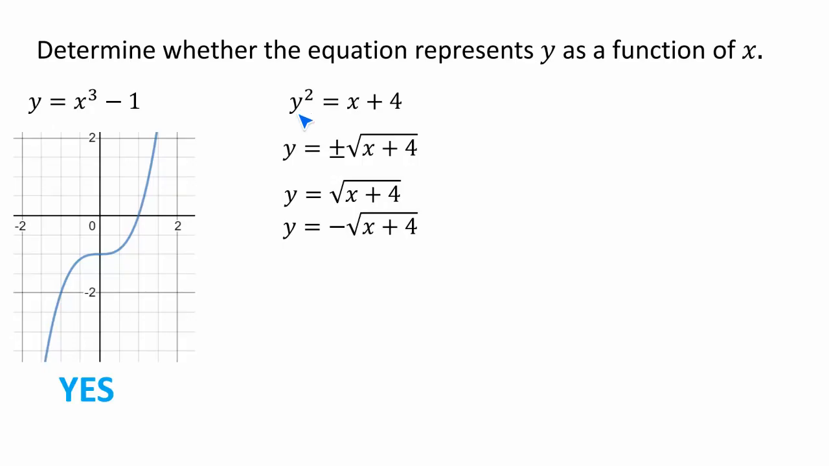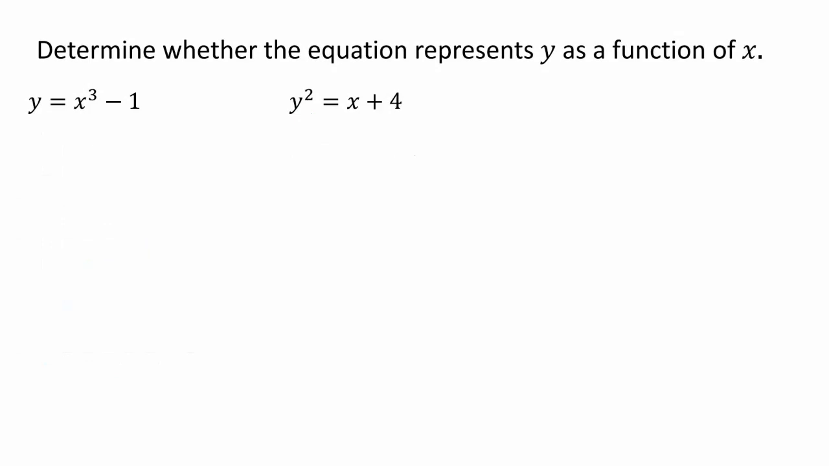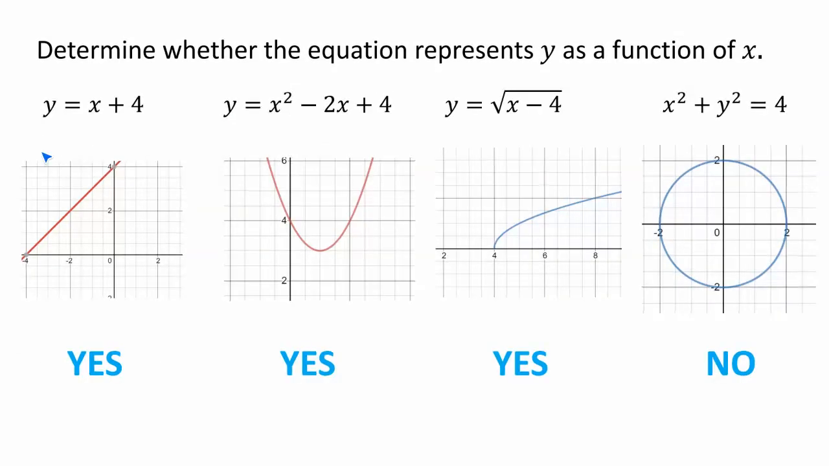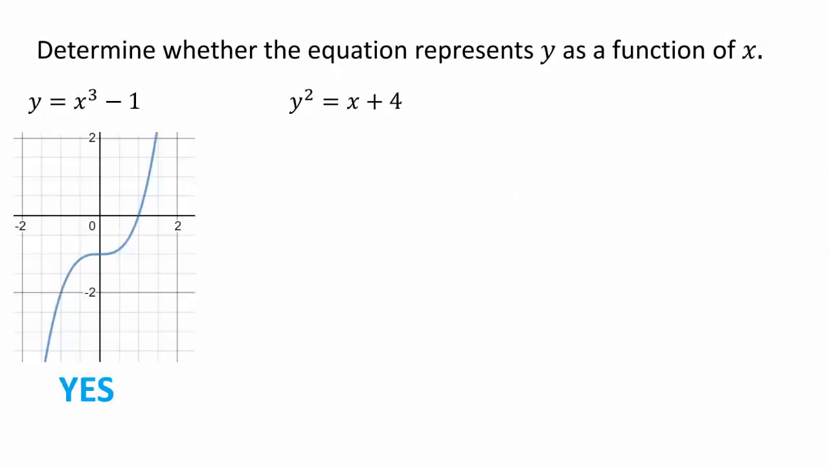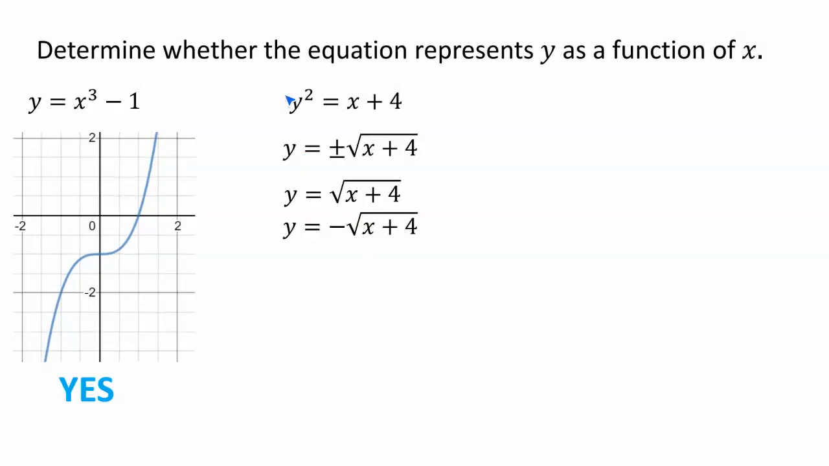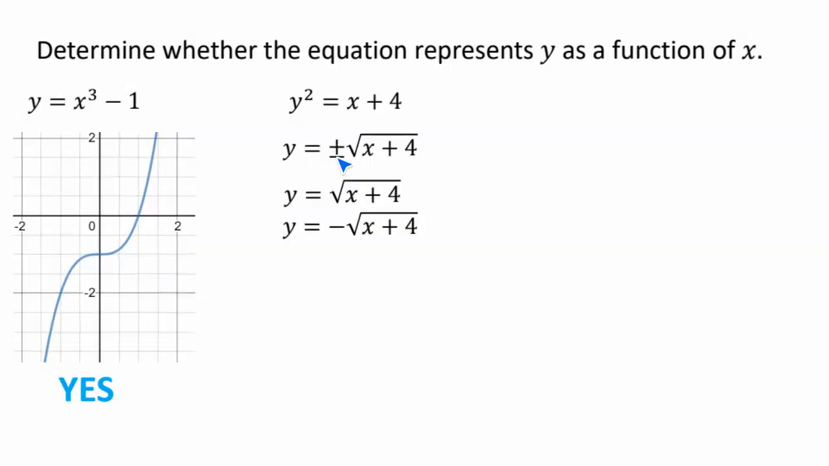So here, if we solve for y, notice that all the previous problems were all solved for y. Okay, except for this one, but if you're trying to figure out if it's a function without the graph, then my recommendation is solve the equation for y. So if we do that with y squared equals x plus 4, then I'm going to take the square root here. And since I took the square root, then we have to consider the plus and minus. So we get y equals square root of x plus 4 and y equals negative square root of x plus 4.